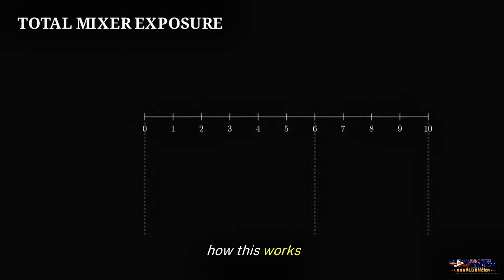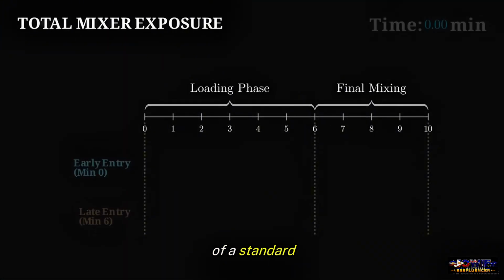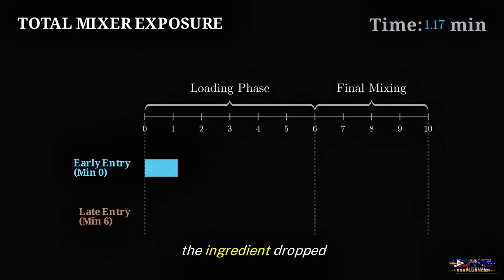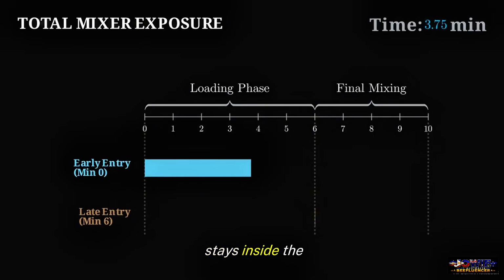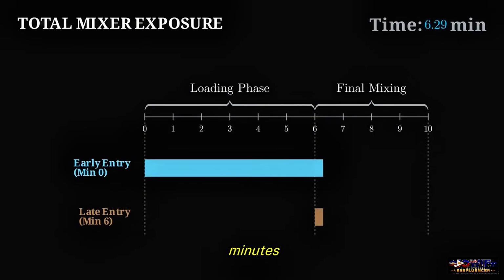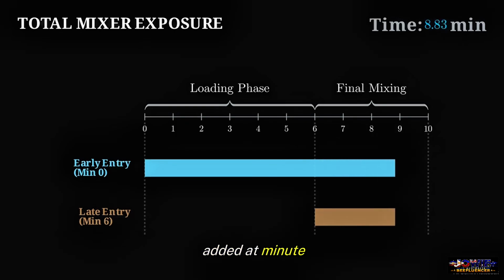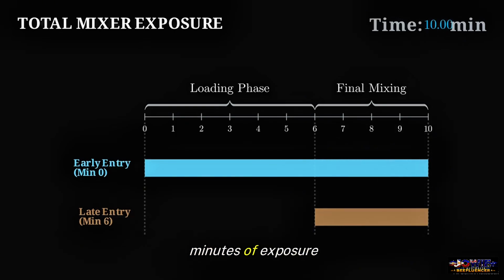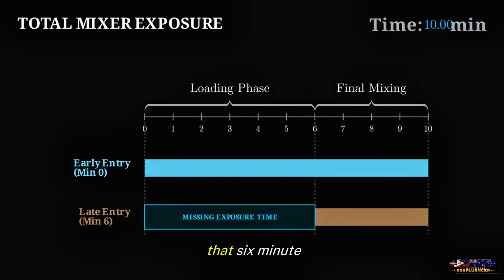We can see how this works by looking at the timeline of a standard 10-minute batch. The ingredient dropped in at minute 0 stays inside the operating machine for a full 10 minutes, but an ingredient added at minute 6 only experiences 4 minutes of exposure before discharge. That 6-minute gap creates a different physical reality.